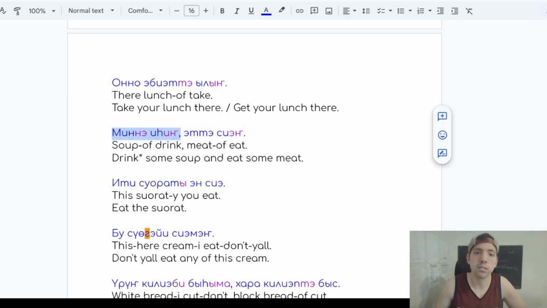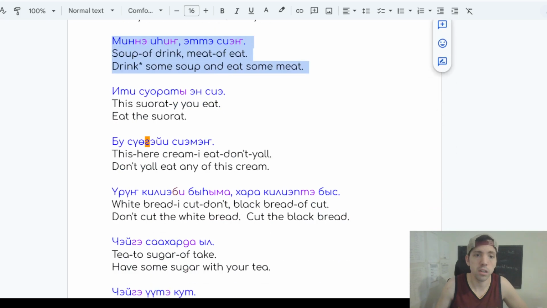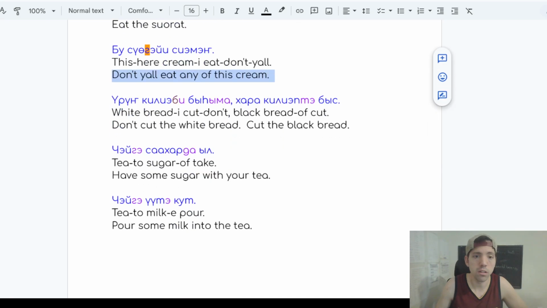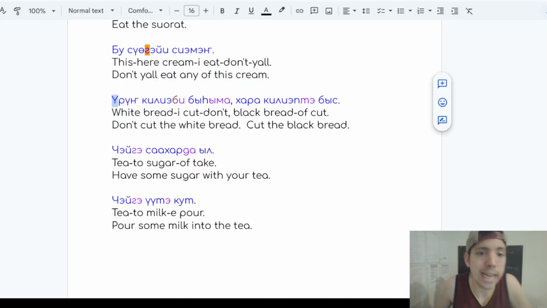Minne ihin etesien. Drink of some soup and eat of some meat. So have some soup and have some meat. Iti suaratta ensie. Iti suarat. Bu sugai siemen. Don't y'all eat any of this cream. Urun kiliebi bahama. Hara kiliepte bus.